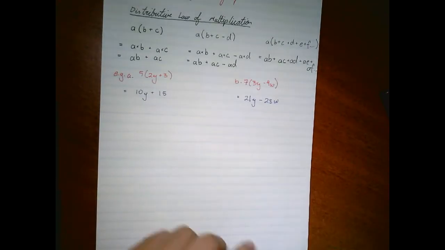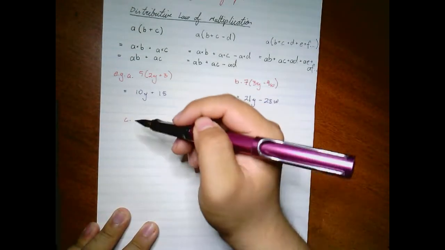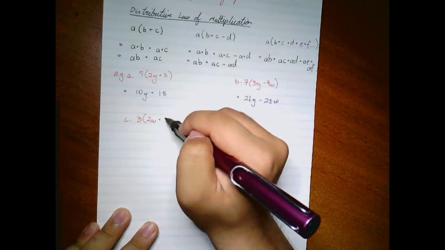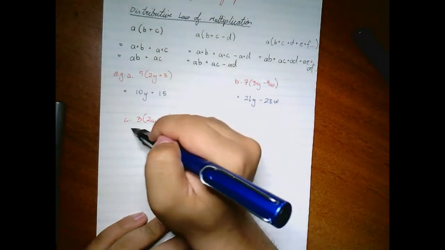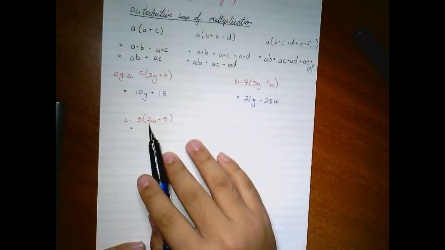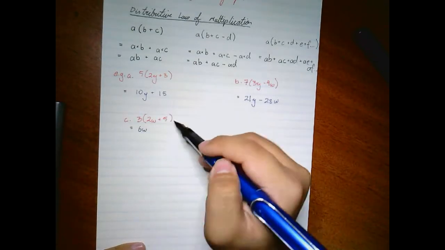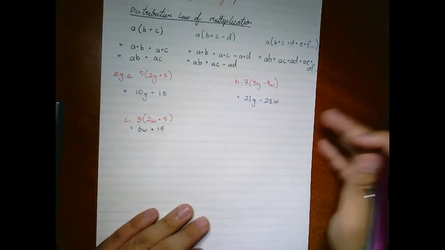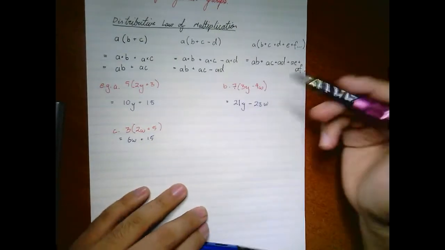Okay, so let's do one more example. We'll do two more examples for this. Example C. Make this 3 outside 2w plus 5. This will equal 3 times 2 is 6w. 3 times 5 is 15. And we'll go straight to a really hard one now. That way we're not too confused.